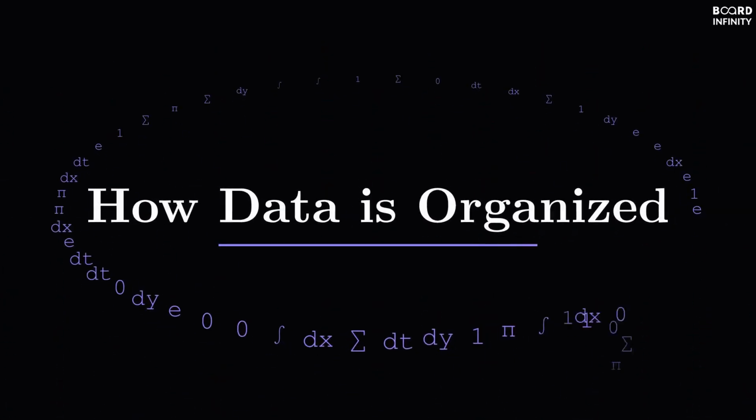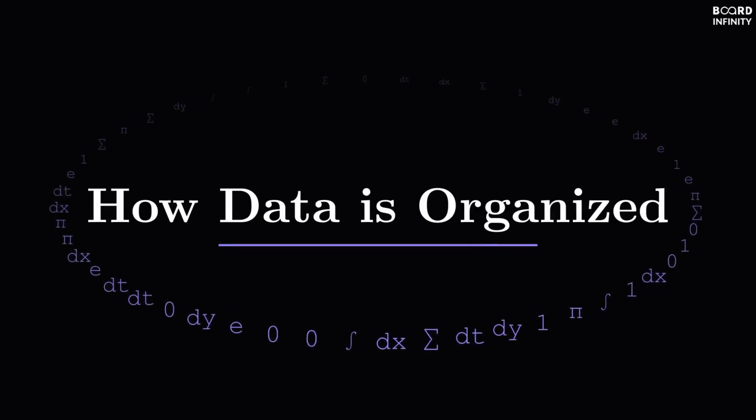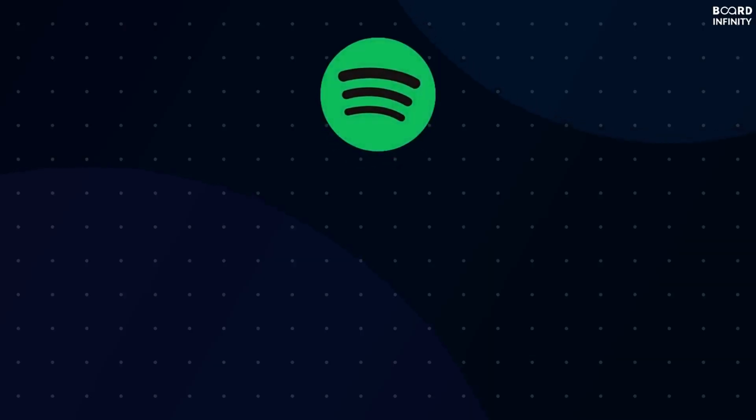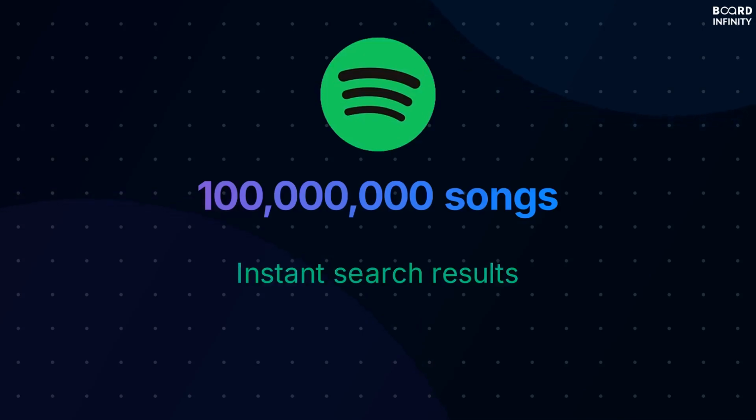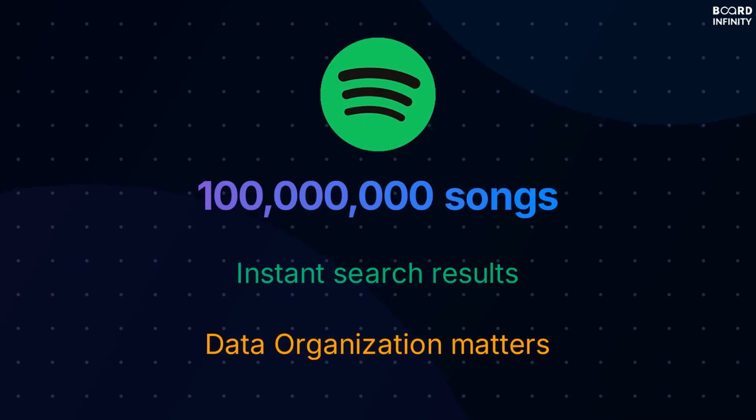Next, let us learn the foundations of how data is organized. Spotify has over 100 million songs. Yet when you type a song name, results appear almost instantly. It's not just because of powerful servers. Organize data differently, and searches take minutes or hours. The difference is structure. Data organization dictates app speed.